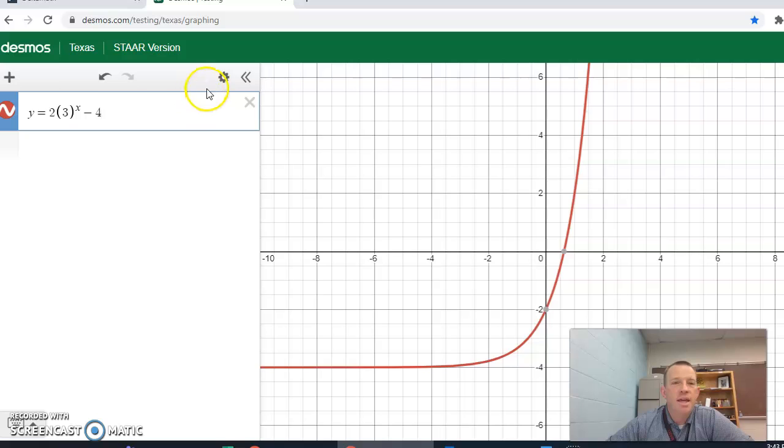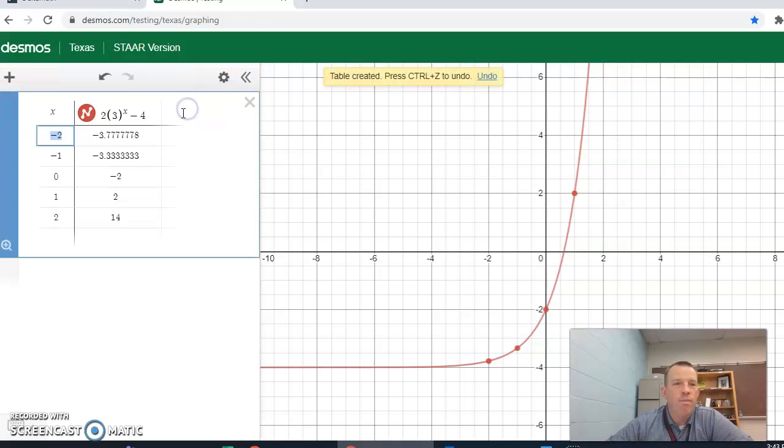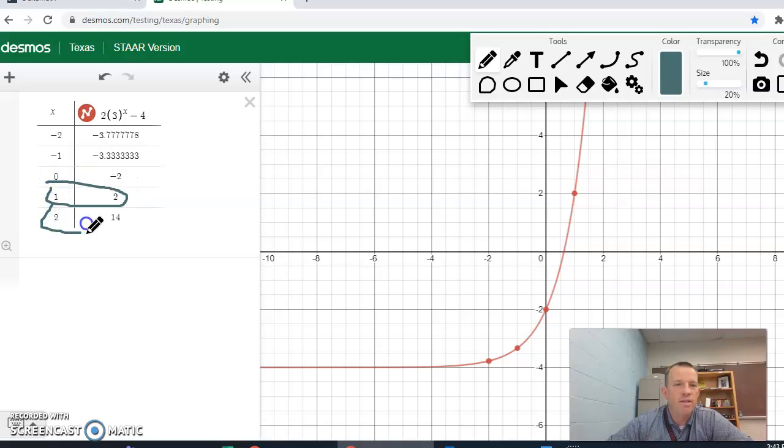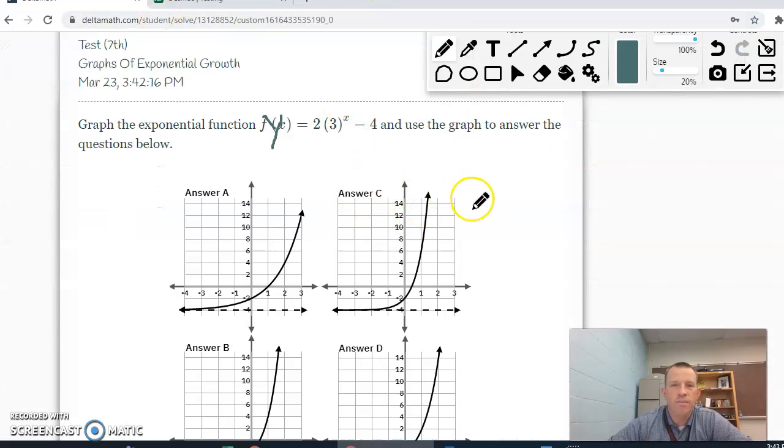All right, then you want to grab a table, and it gives you a table of values. So you know when x is 0, it's at -2, so it starts at -2. When x is 1, y is 2, or when x is 2, y is 14. We can see that on our graph. So then we'll go back over here to answer this question.